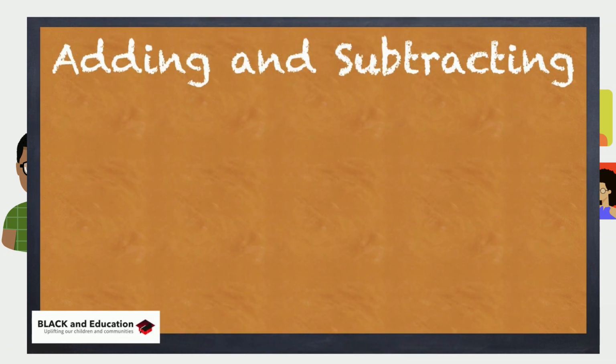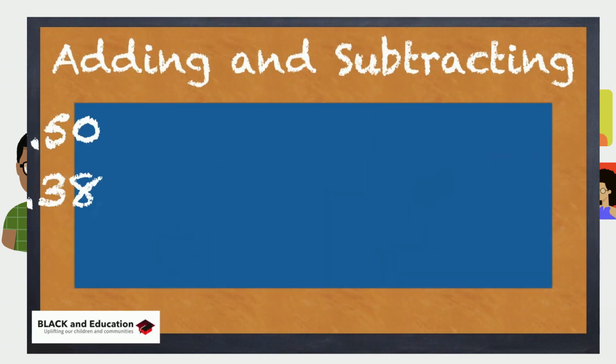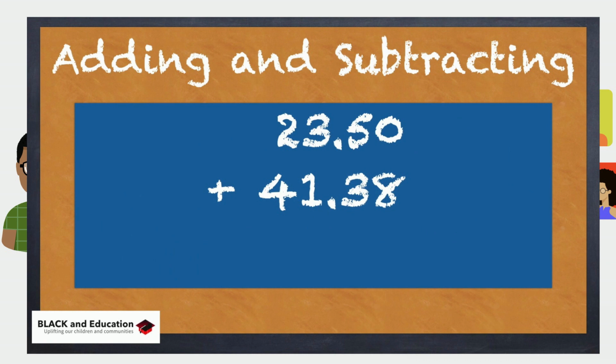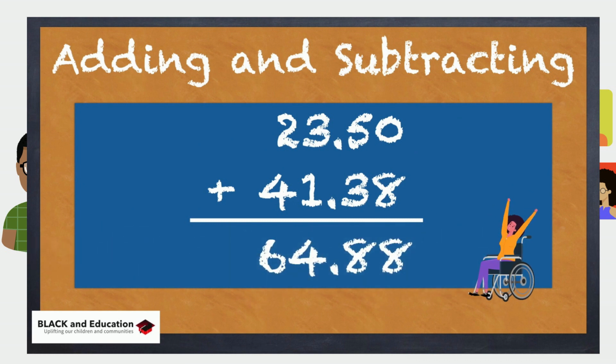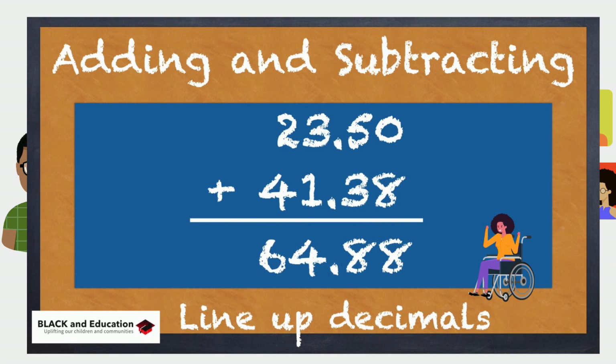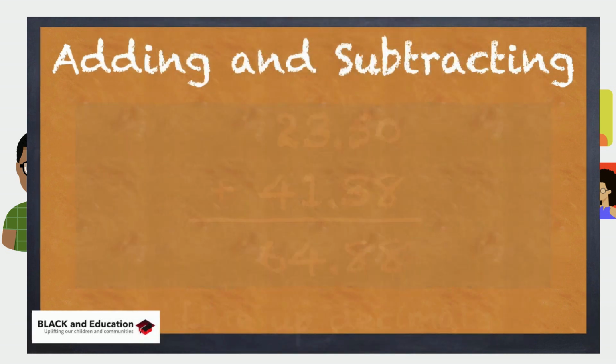So let's look at adding and subtracting decimals. How do you add and subtract decimals? Let's say I have 23.50 plus 41 plus 0.38. How would I add this? Well, essentially, it's going to be equal to 64.88, but what you do is you just line up the decimal points. That's all you have to do. You don't have to do anything special or fancy when it comes to adding and subtracting. You just line up the decimal points and you get your answer there.